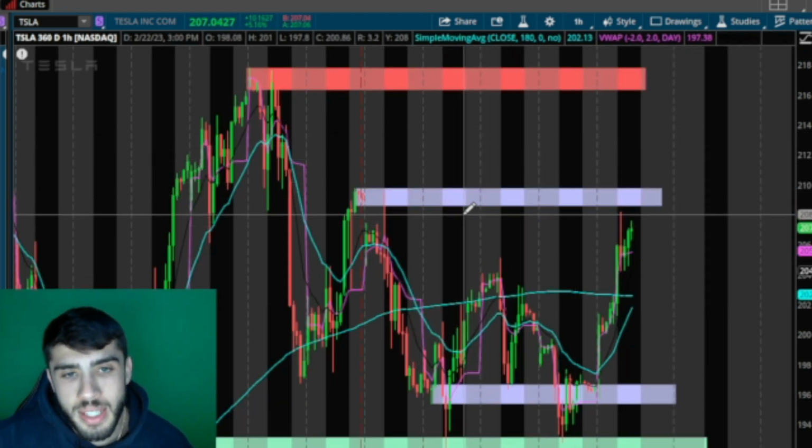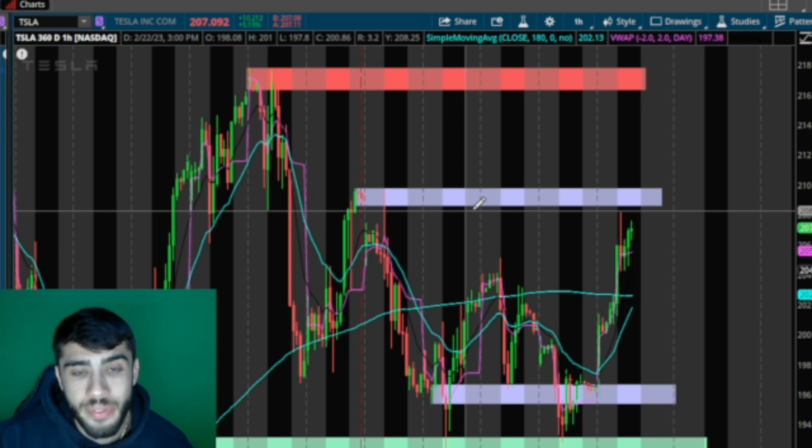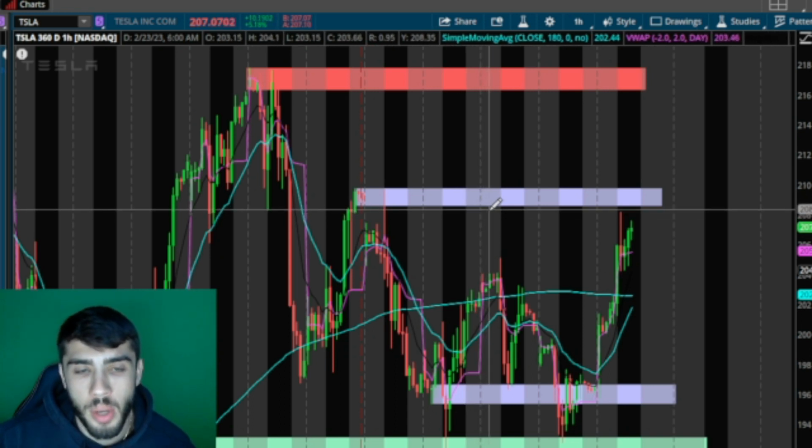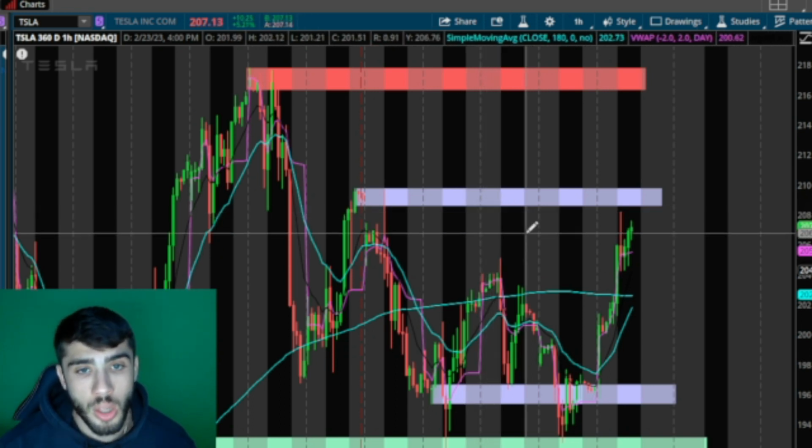The only thing that is left is to be very patient and wait for these zones to be touched and wait for price action to confirm our levels. The larger the time frame zone, the larger the expected move is. This is how I trade supply and demand, and this is how I find my levels every single day.